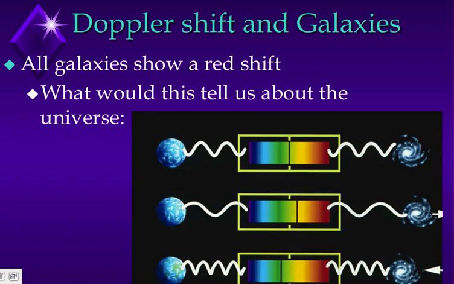Okay, all galaxies out there in the universe are showing a red shift. Okay, again, red shift means that it's moving away as its waves get longer, so cluing us in that everything is expanding and moving a little bit further away from itself.